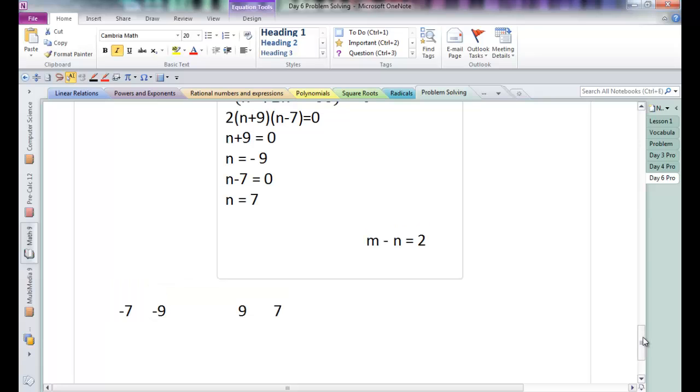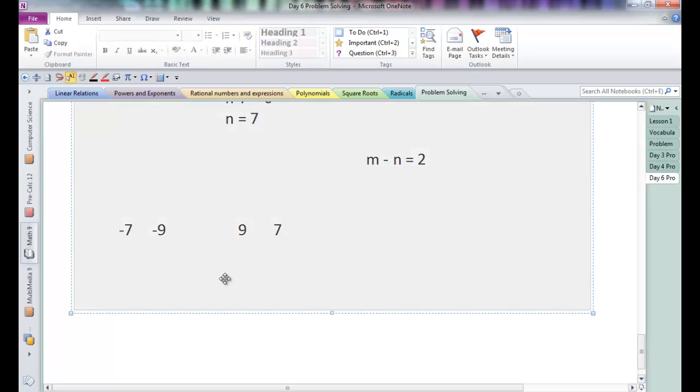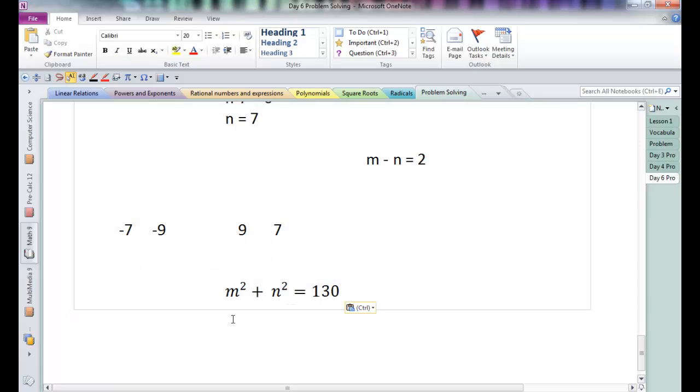And you can see if we put either of these pairs into the equation, m squared plus n squared equals 130, because they're being squared, the negatives won't have any effect. And so we would have 7 squared plus 9 squared equals 130. We would have 49 plus 81 equals 130. Everything works out. And so we can use the sentence answer. The numbers are either -7 and -9 or 7 and 9.